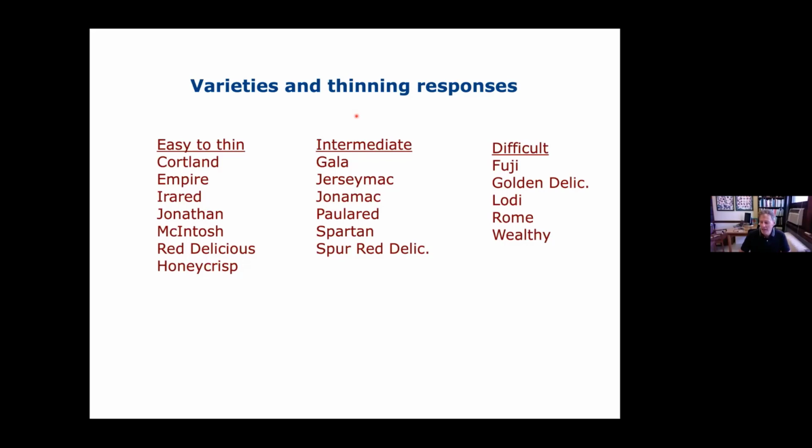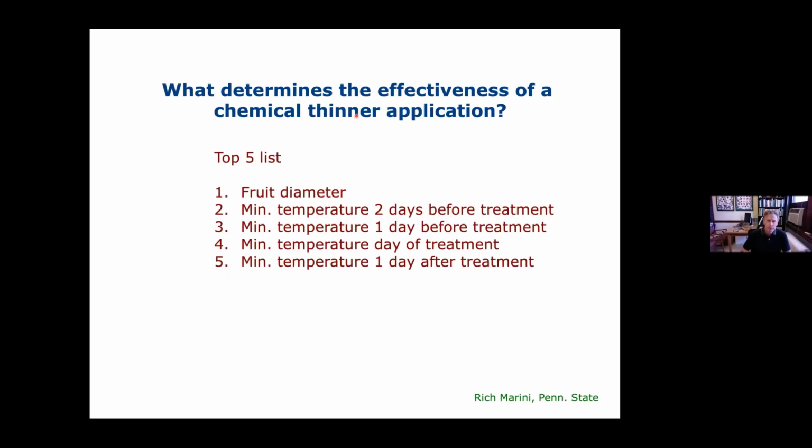I can't tell everyone to go out and apply 10 parts per million of NAA at 10 millimeter fruit size, and that'll do the perfect job. It doesn't work like that. Everyone's farm's different because everyone's trees are different. We prune them differently. The spurs, the strength of the spurs is different. I mean, there's a lot of differences. And so you need to learn what works on your particular farm.